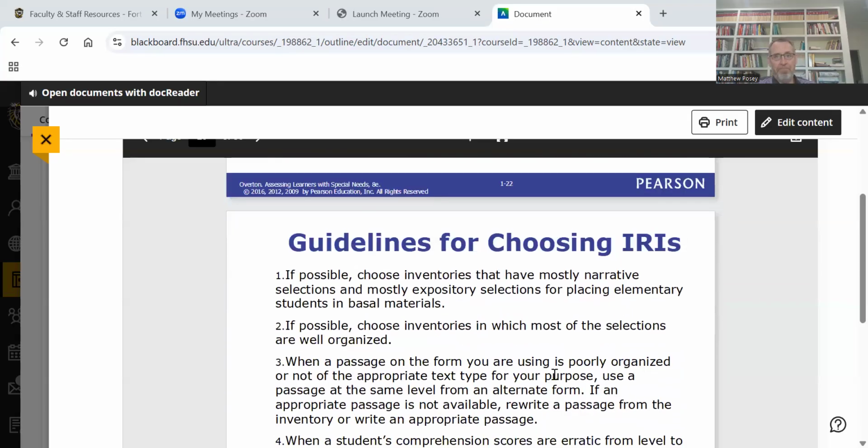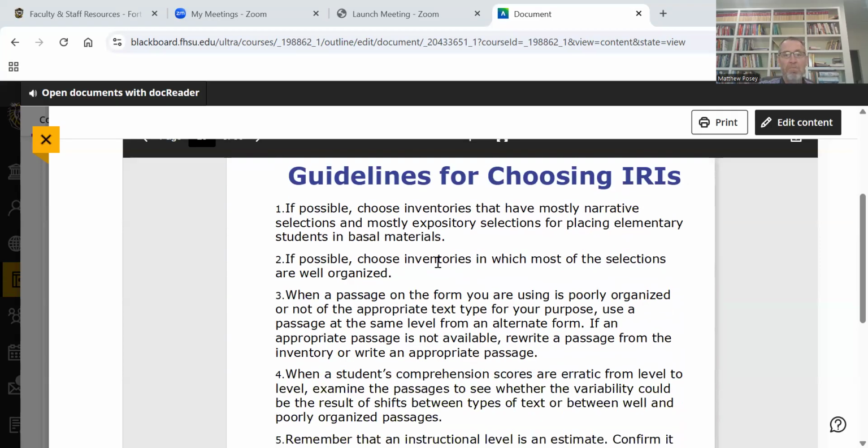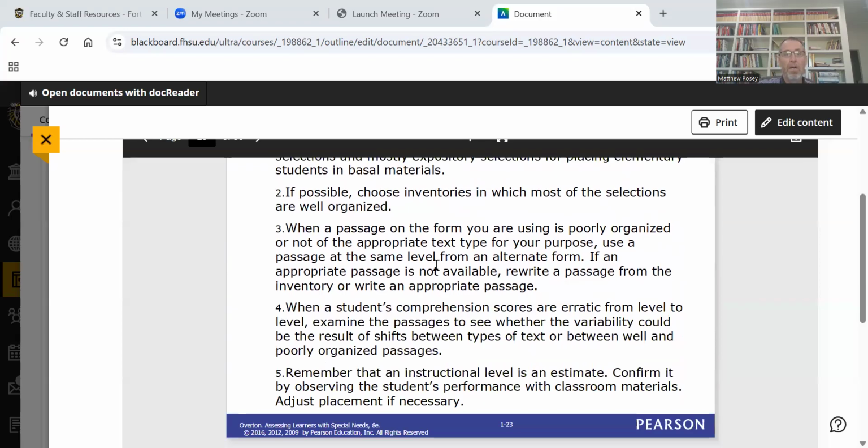Here are some guidelines, suggestions for informal reading inventories. So, if possible, you can choose inventories that are mostly narrative selections. The second one is choose inventories in which most of the selections are very well organized. So when a passage on the form you're using is poorly organized or not appropriate for the purpose, you want to use this passage at the same level or an alternate form. So we want to make sure those passages are on their grade level.